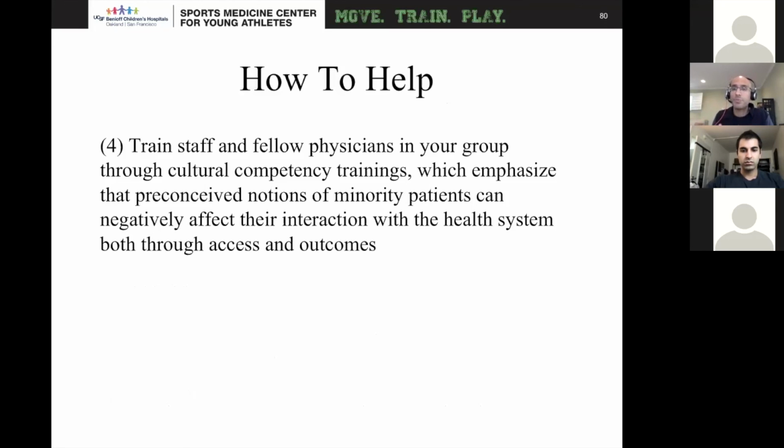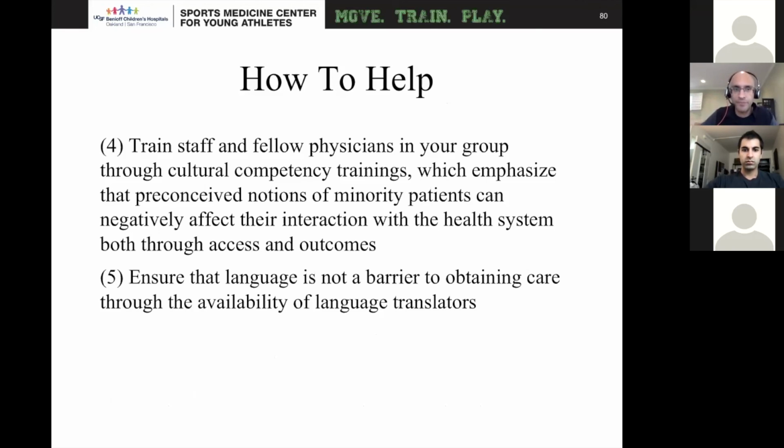I think it's important, particularly if you get to a senior resident level, or if you're an attending, or even if you're a junior resident, to train your staff and fellow physicians in your group about cultural competency. Just let them know it, make it part of your daily conversation so they can understand that and become something that's second nature, as opposed to something that's very prescriptive or something that you feel like you're doing almost artificially.